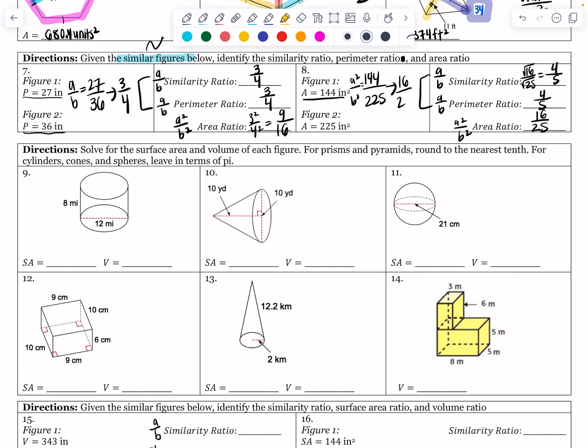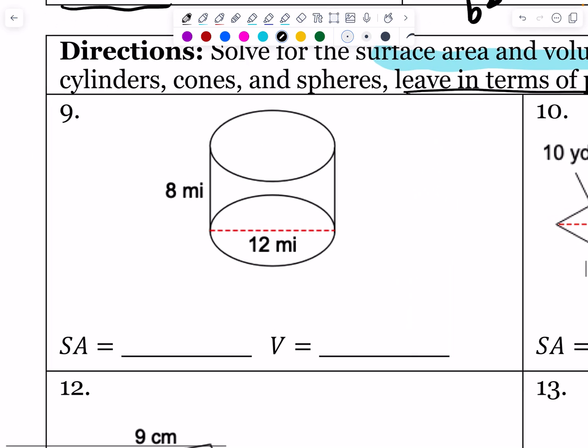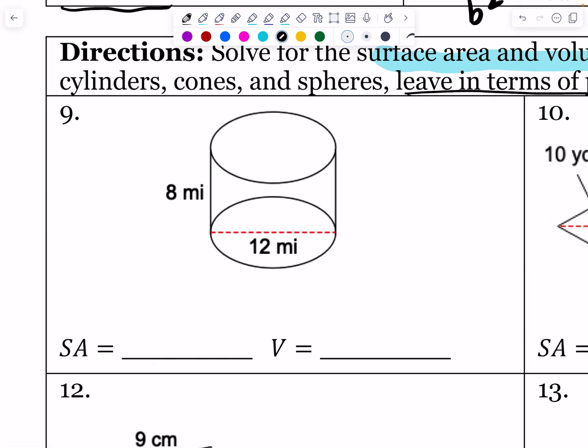All right, the next set of directions says, solve for the surface area and volume of each figure. For prisms and pyramids, round to the nearest tenth. So the ones that do not have a pi in the formula. For cylinders, cones, and spheres, leave in terms of pi. So essentially it is telling you if it has a pi in the formula, leave it in terms of pi. If it doesn't, then round to the nearest tenth.